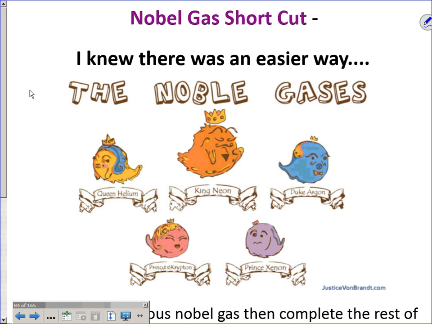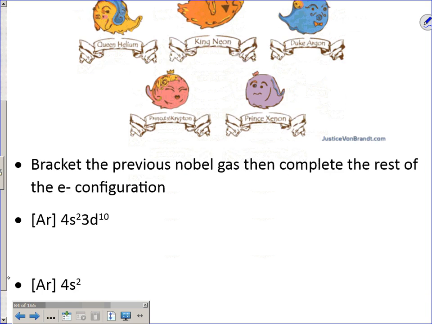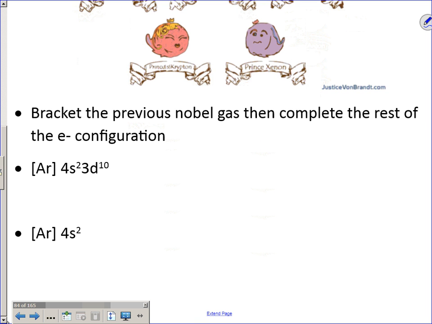Okay, so how would you write the noble gas shortcut? Easier way: make sure you bracket the last noble gas and then go forward. So can you guys track this out? Tell me what element this is. Argon. I know that's argon, but argon 4s2 3d10. Can you use the periodic table? Zinc. If everybody gives me a thumbs up, you can see that it's zinc.